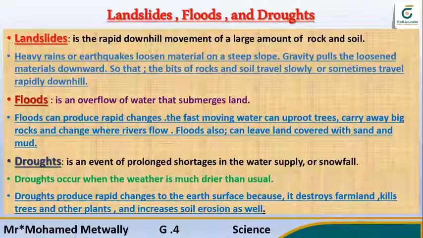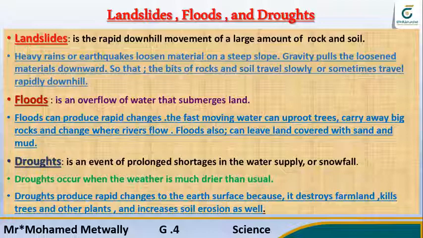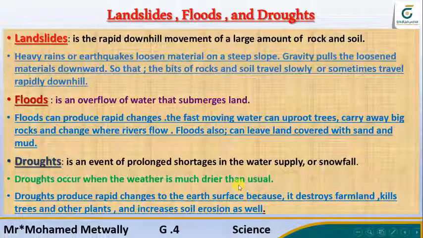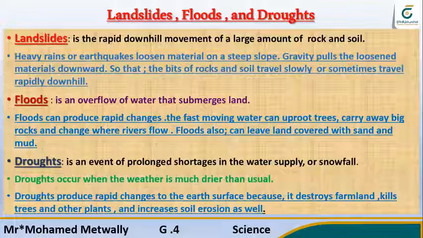So drought is an event because it doesn't take place all year. It just takes place at a specific time in some areas in the year. So it leads to shortages in water supply or snowfall. Droughts occur when the weather is much drier than usual.